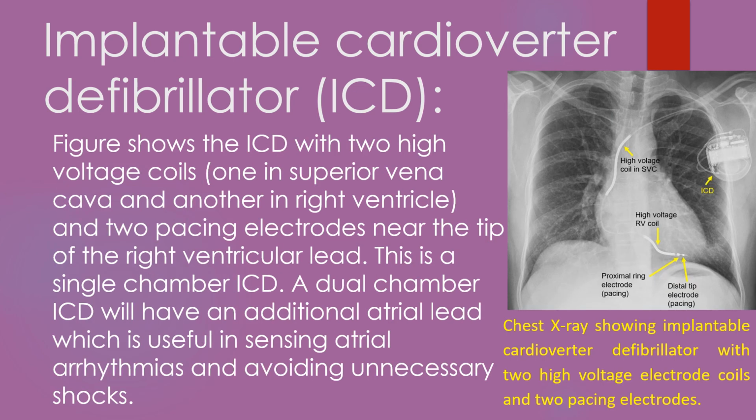This figure shows the ICD with 2 high voltage coils, one in superior vena cava and another in the right ventricle, and 2 pacing electrodes near the tip of the right ventricular lead. This is a single chamber ICD. A dual chamber ICD will have an additional atrial lead which is useful in sensing atrial arrhythmias and avoiding unnecessary shocks. Chest X-ray showing implantable cardioverter defibrillator with 2 high voltage electrode coils and 2 pacing electrodes.